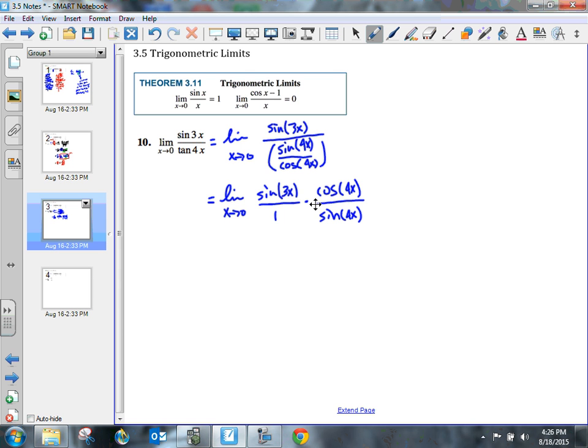okay? Now, what I'm about to do here is a little bit tricky, and this is why doing these problems with a teacher, someone that knows how to do these, is important.